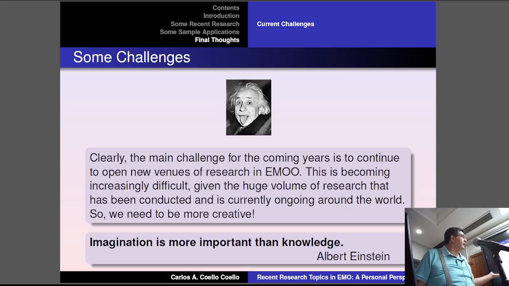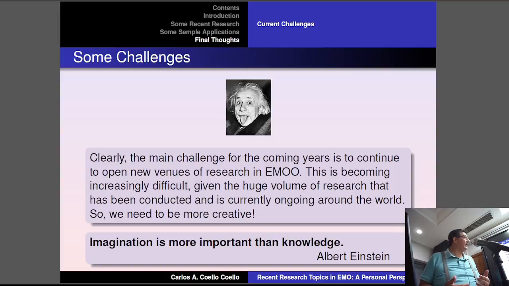So to conclude, in this area, of course, there are still many challenges ahead. I will mention a few in the last few slides, in spite of the large volume of research that we have. As Einstein used to say, as in any other area of knowledge, imagination is more important than knowledge. However, in IMO in particular, I have to say that for your imagination to be effective, you need to have some knowledge. Because if you don't know anything about IMO, it's going to be difficult for your imagination to produce something useful.